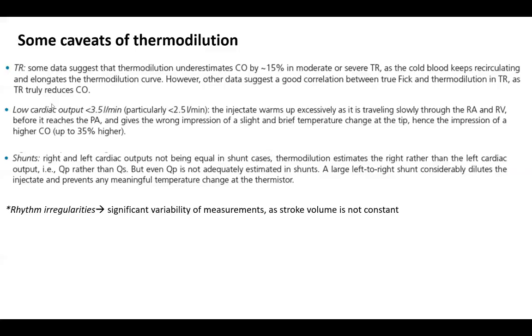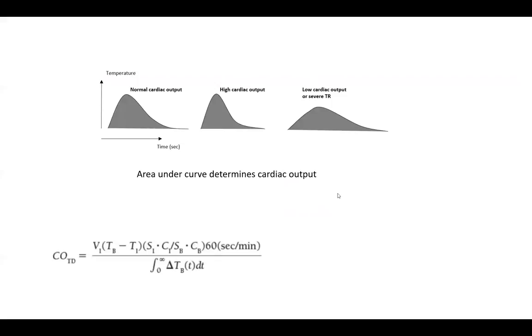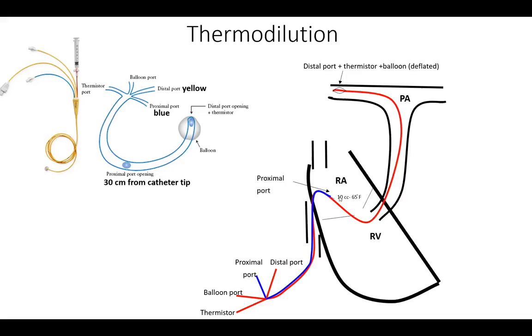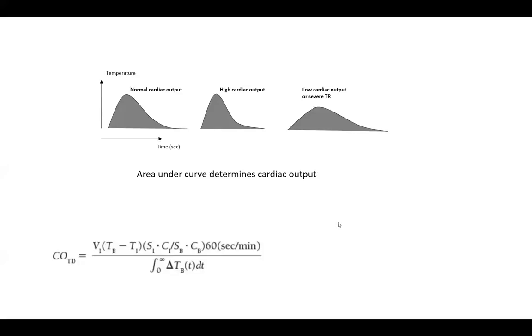I mentioned the low cardiac output. Another caveat is tricuspid regurgitation. Now this is a controversial one. I think all textbooks will mention tricuspid regurgitation. Imagine when you inject the cold saline here, if you have a tricuspid regurgitation, that injectate will keep recirculating, and it will create a sluggish curve of low output.